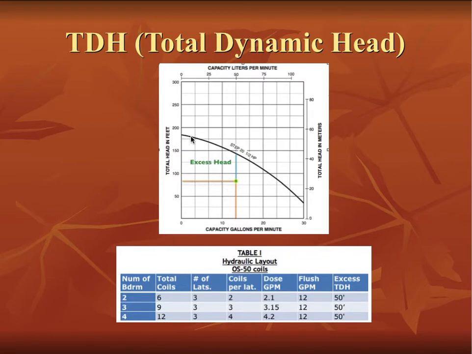Just to give, this is a sample pump curve. And so if we're calculating our head and we come to this point, we have this much excess head, and so we'll be good. As you can see also in our table, the same table that we looked at when we were calculating the laterals for our coil arrangement, we also have that number of 50 feet in excess head. So if you exceed that, then it becomes a custom design.